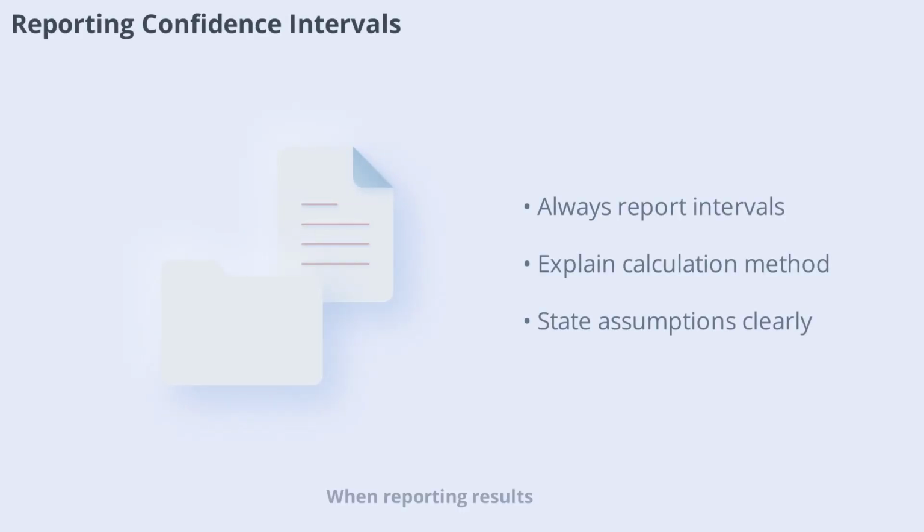In reporting results, it's important to include confidence intervals alongside point estimates. This gives readers a sense of the uncertainty and reliability of your findings. Good reporting also explains how the interval was calculated and any assumptions made. Clear communication helps others interpret your results correctly.